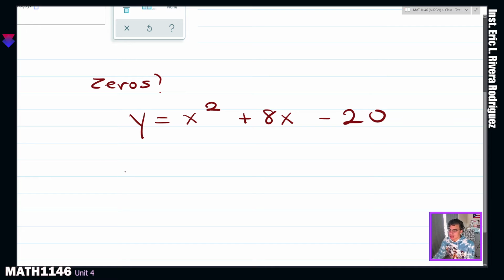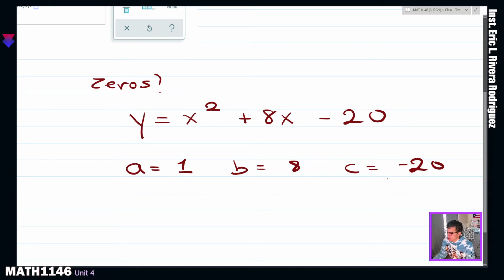All right. So with that, what is the value of coefficient A, coefficient B, and coefficient C? You need to be able to identify those values. I have here 1, perfect, 8, and negative 20.